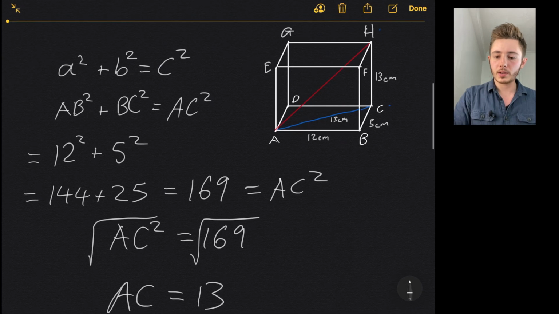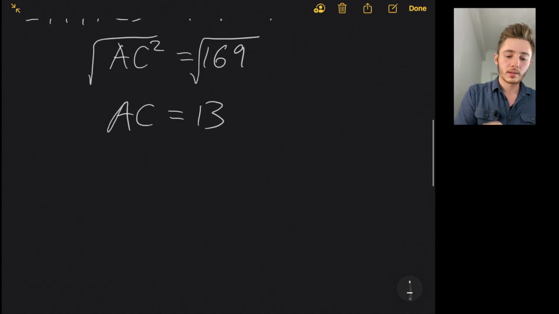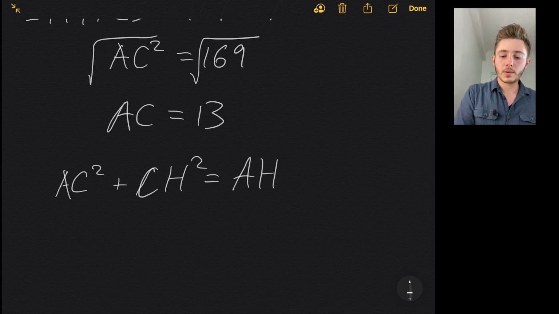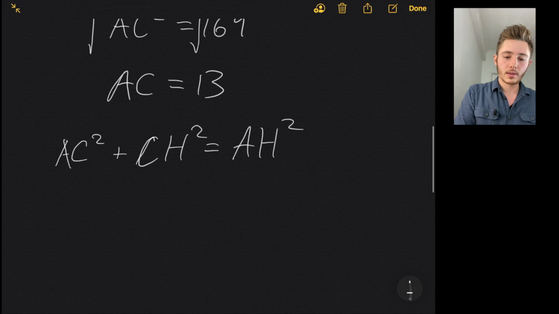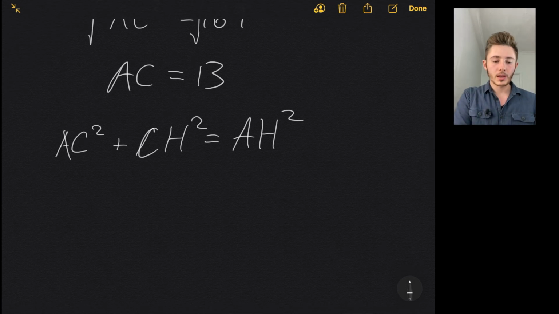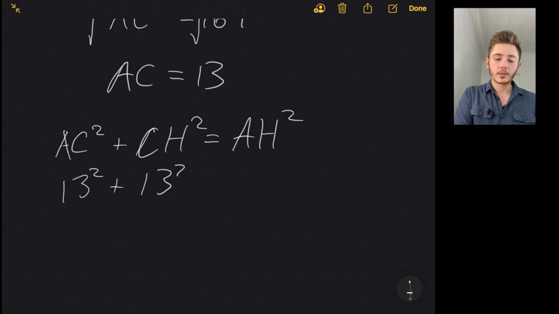Now we're going to do AC squared plus CH squared, which is going to give us AH squared. AC squared plus CH squared equals AH squared, which will be our final answer. Very conveniently, they're both 13. So we can say 13 squared plus 13 squared equals.